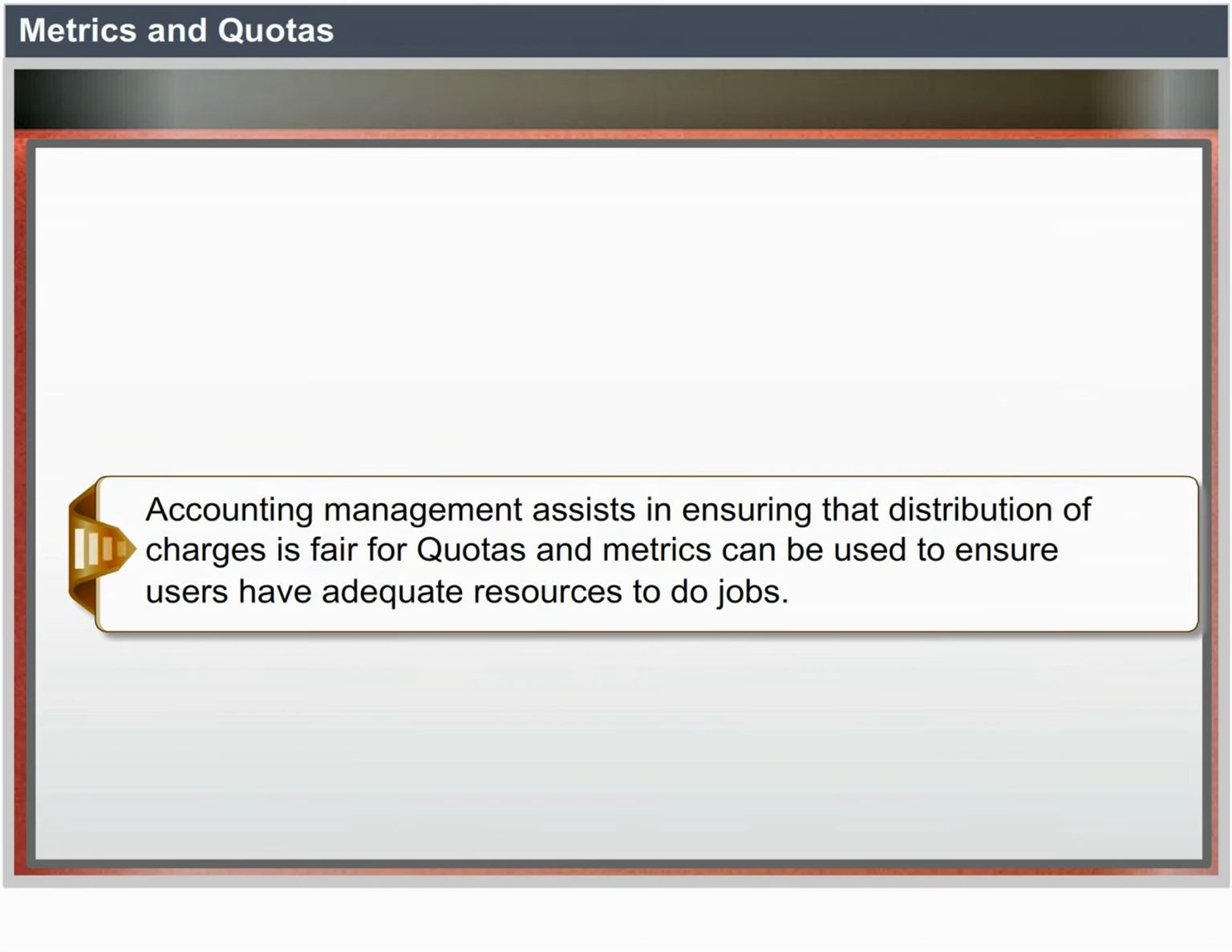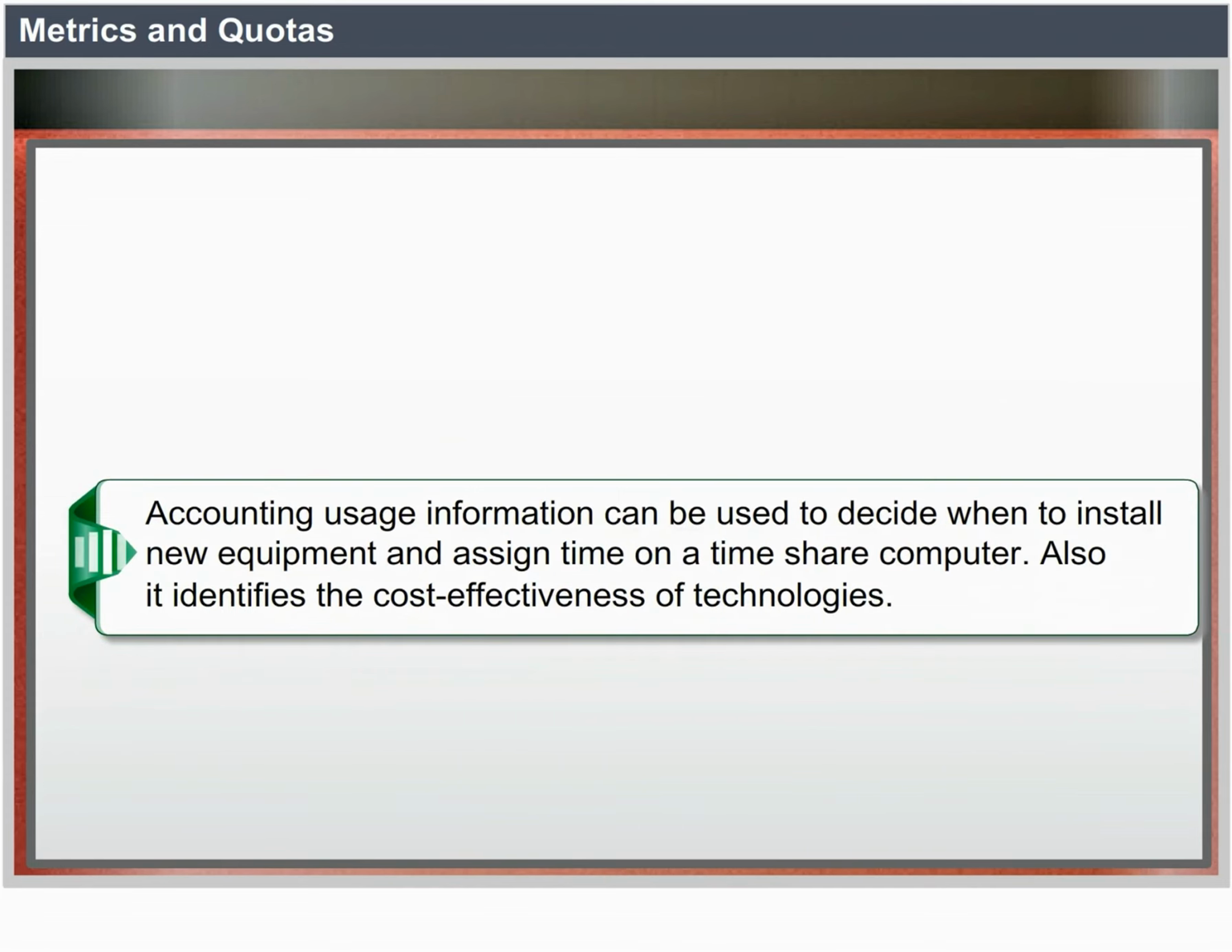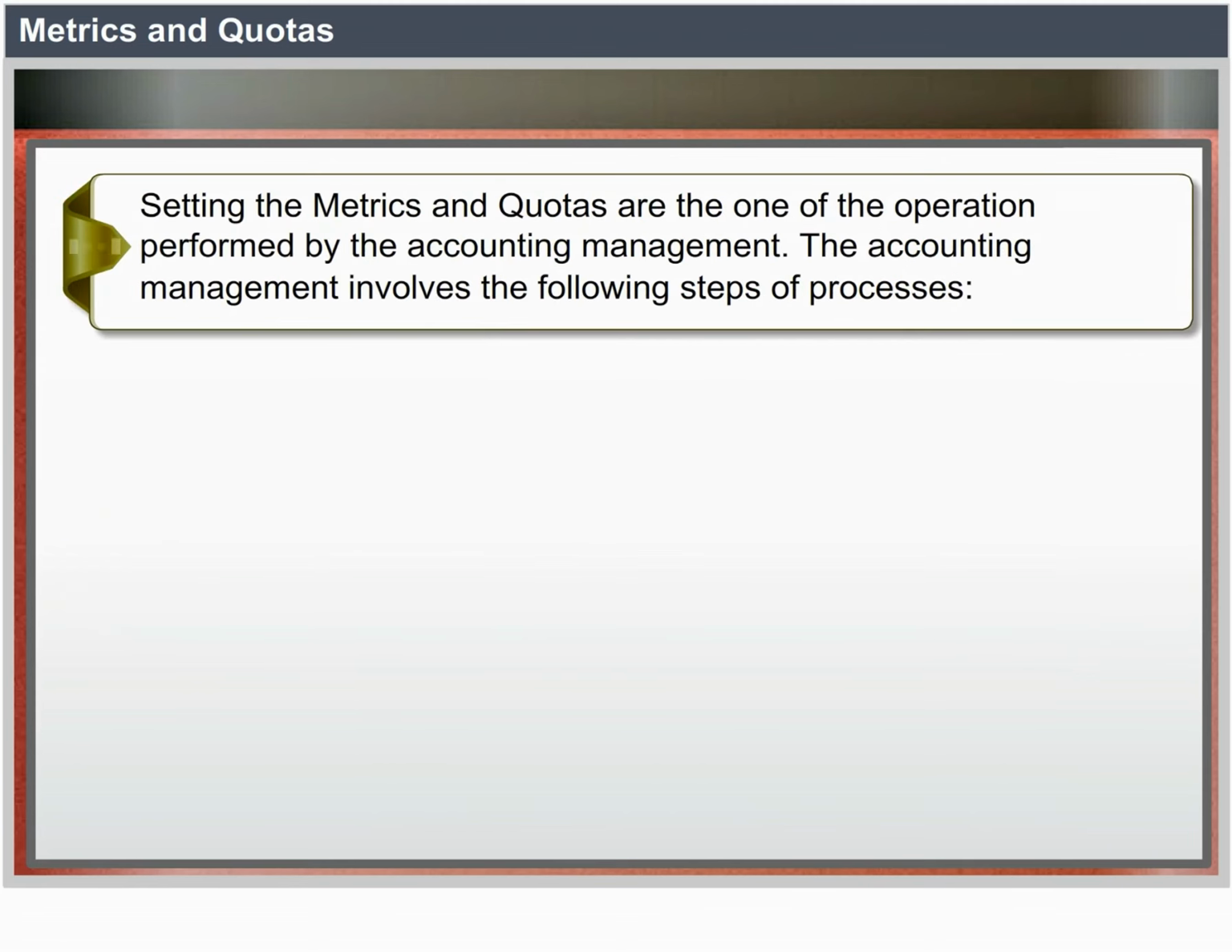Accounting usage information can be used to decide when to install new equipment and allocate time on a time-shared computer. Also, it determines the cost effectiveness of technologies. Setting the metrics and quotas is one of the operations performed by the accounting management.